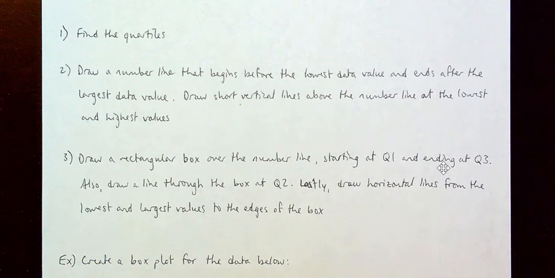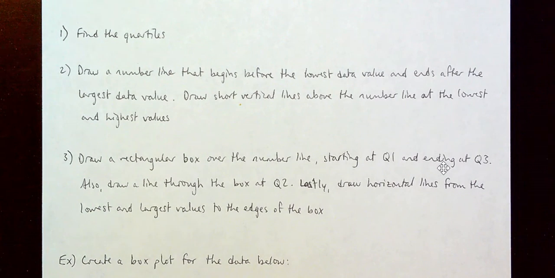After you've done that, you're going to draw a rectangular box over this number line that you make. And for the sides of our box, use slightly longer lines than what you did for the smallest and the largest values. Your rectangular box is going to start at the first quartile, and it's going to end at the third quartile. You're also going to draw a vertical line through the box at the median, or the second quartile. You're going to sort of enclose that box.